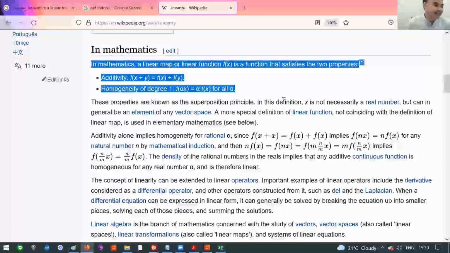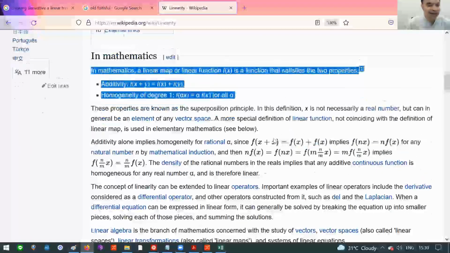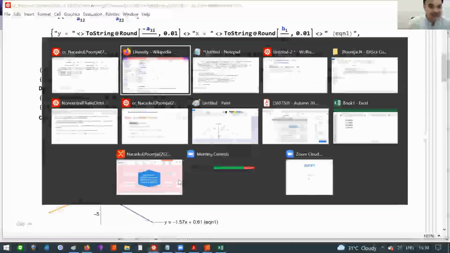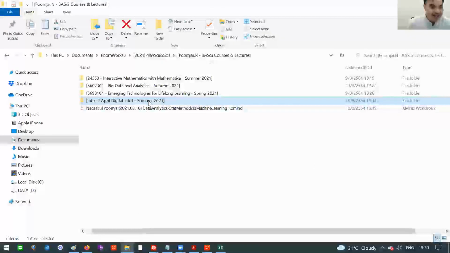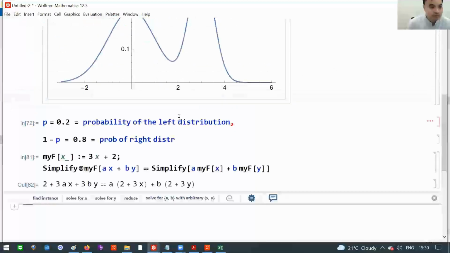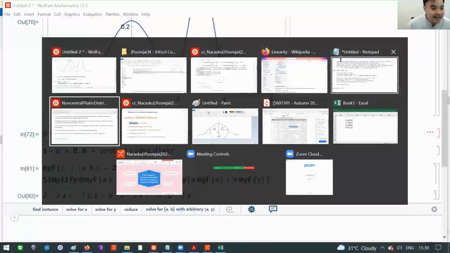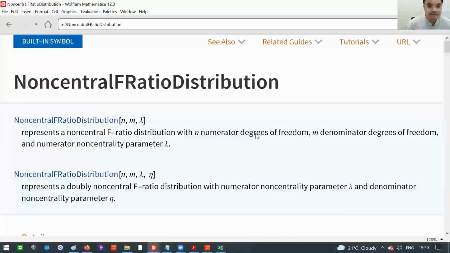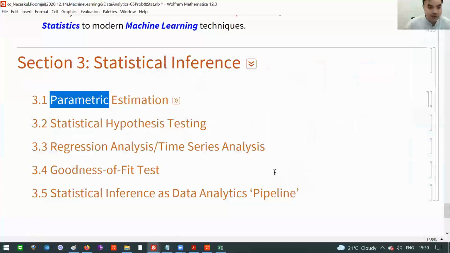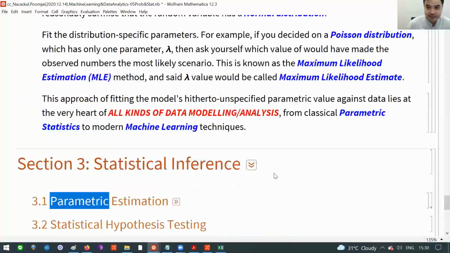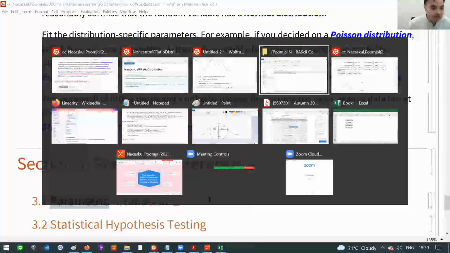Linearity is this condition. So the point here is, you are going to learn linear algebra. Okay? You're not going to learn affine algebra.